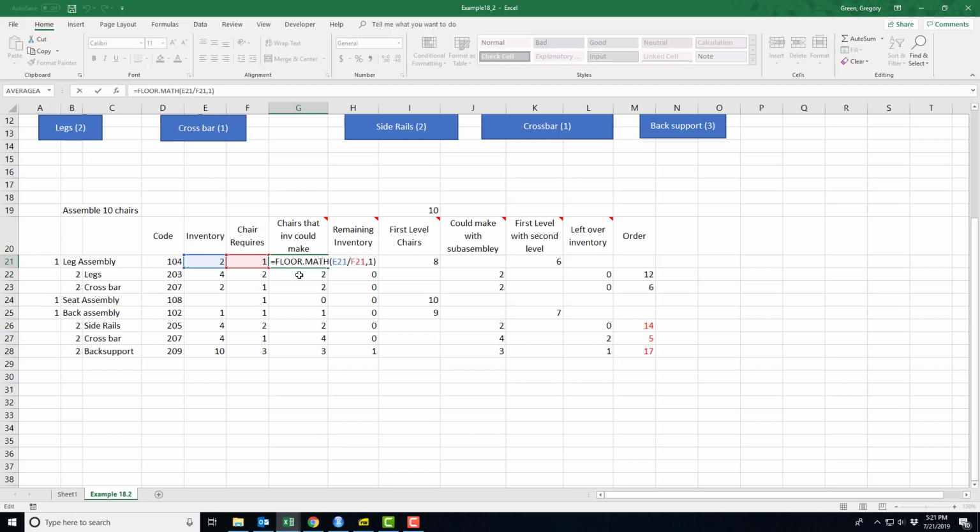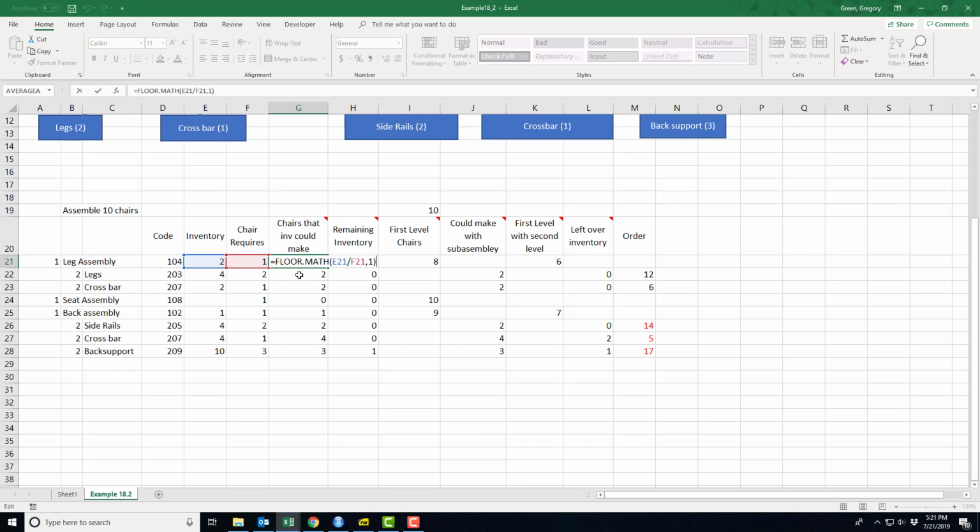All I had to do is say, by the way, any guesses why I chose the floor? Right, inventory can't make fractional output, so I chose this floor function, which will take any decimal number and take us down to the integer that's at the left-hand side of the decimal number.